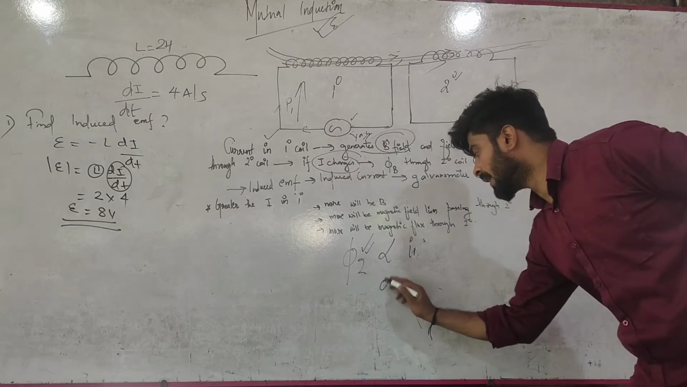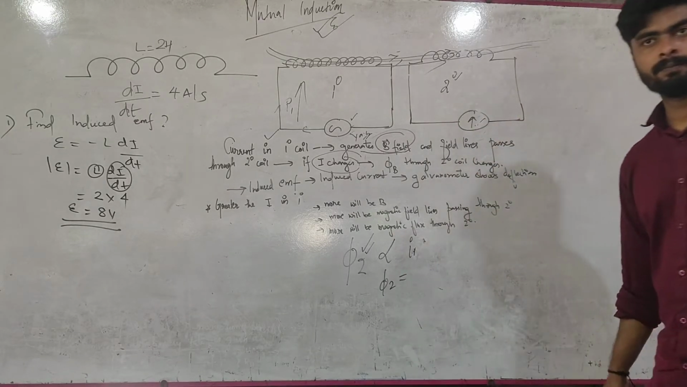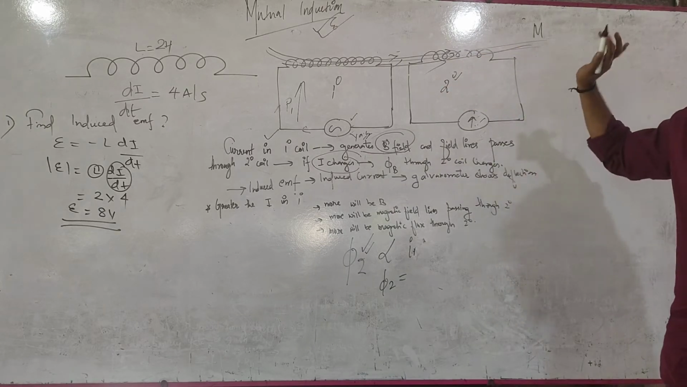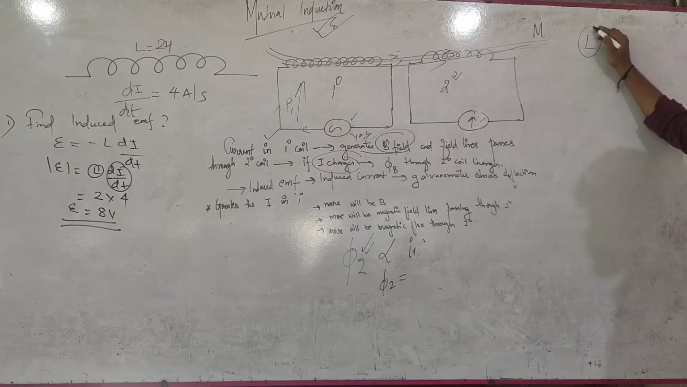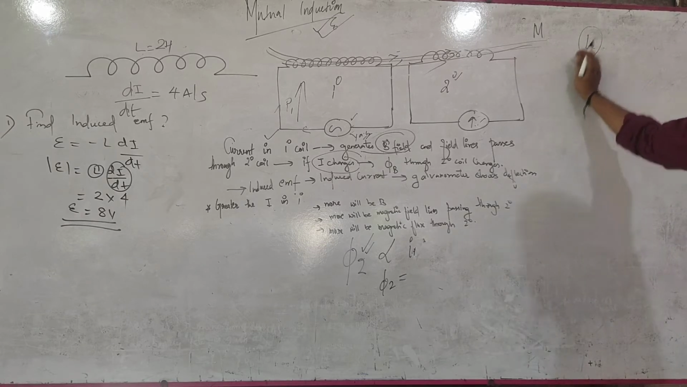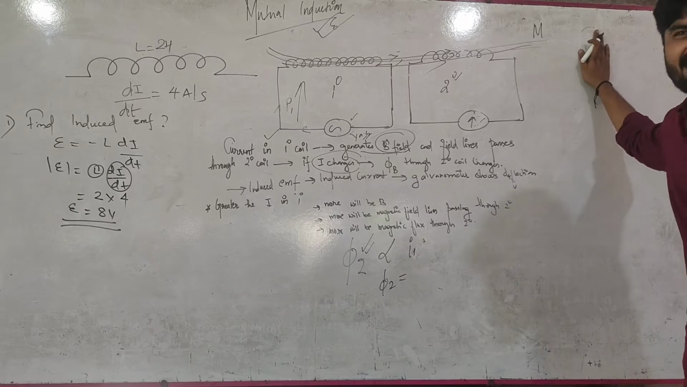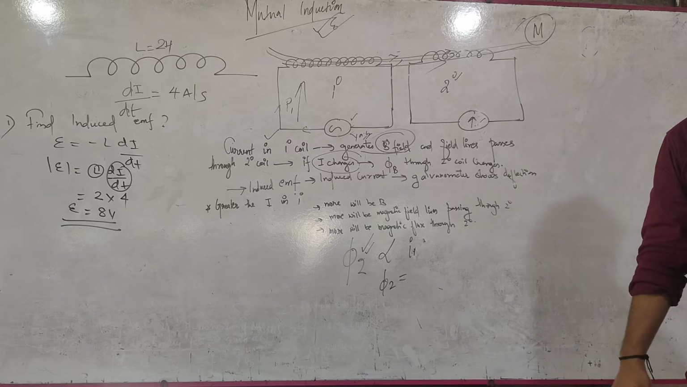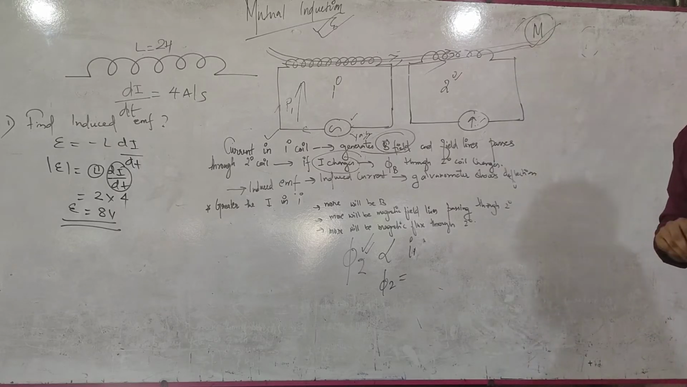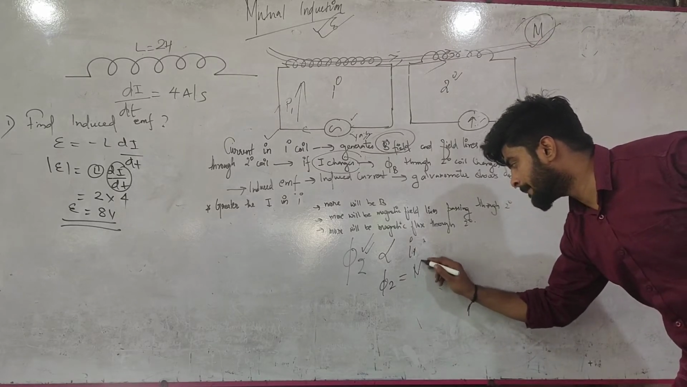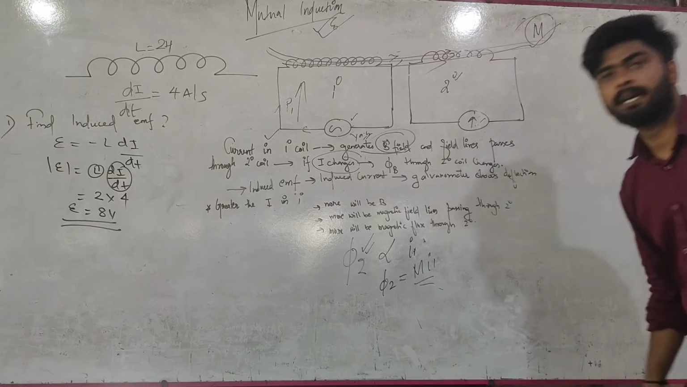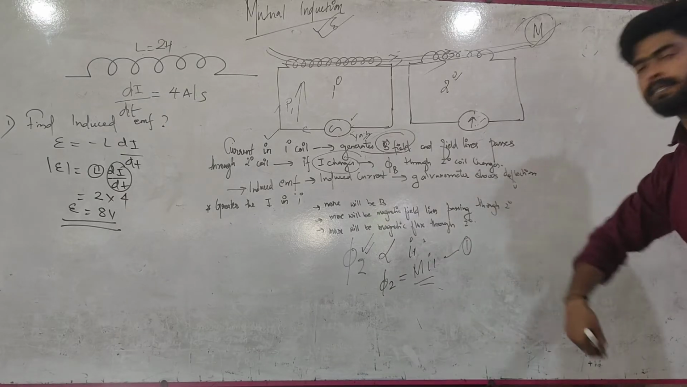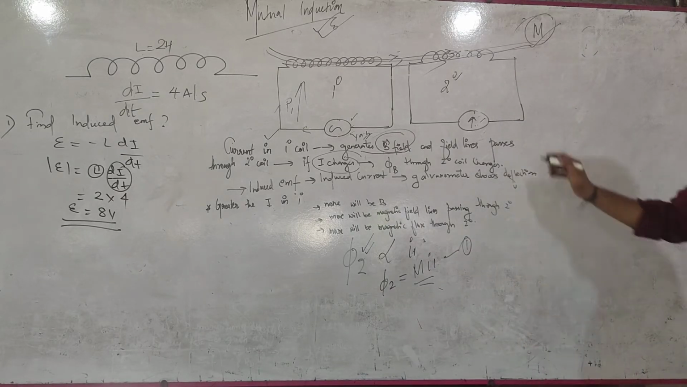So can I write phi 2 is equal to, since this is mutual induction, there will be mutual inductance M. You can't write L. L can be written only when it is self-induction. Since this is mutual induction, there will be mutual inductance, so you will use the letter M. M will be your constant in mutual induction. So you will write M I1. What will you write? M I1. So this is phi 2.